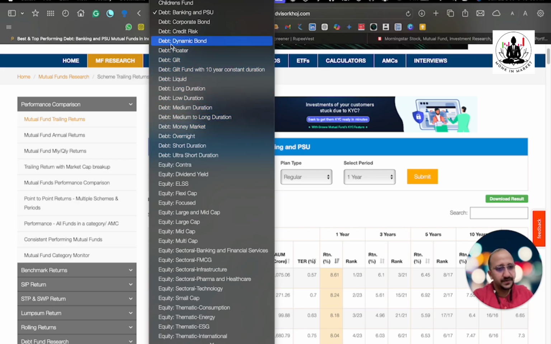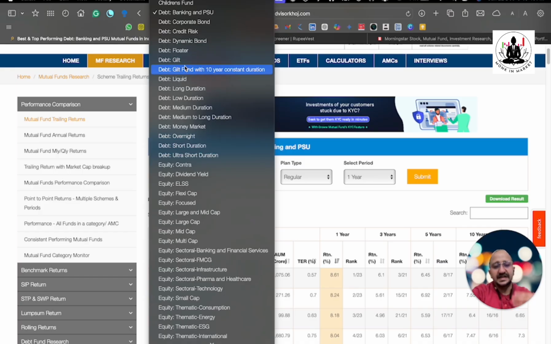Now, starting from the debt funds, guys. Debt funds are good, but generally it is not that advisable to invest in debt funds. Why? Because generally, debt funds give you returns between 5% to 7%.